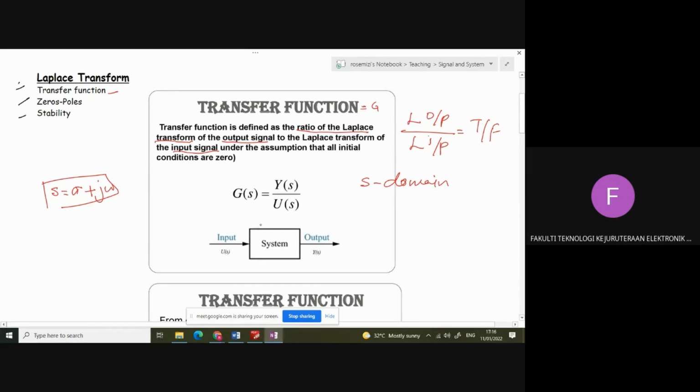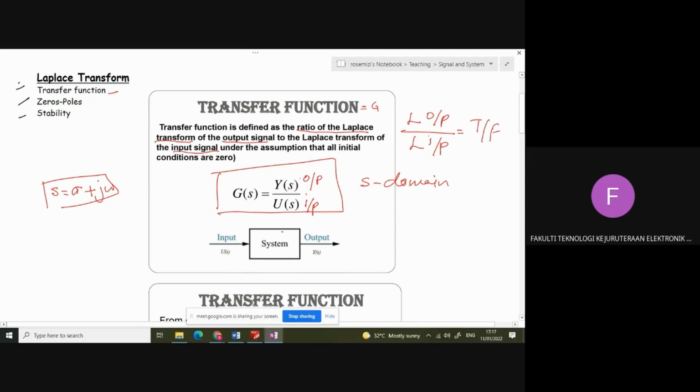Gain means that a system gain is output divided by input. For this example, we use Y as the output and U as the input. So all the equations are in the S domain: Laplace of the output over Laplace of the input. This is what we call transfer function.